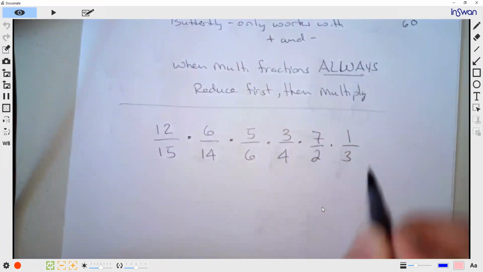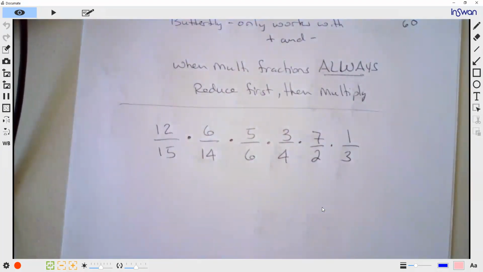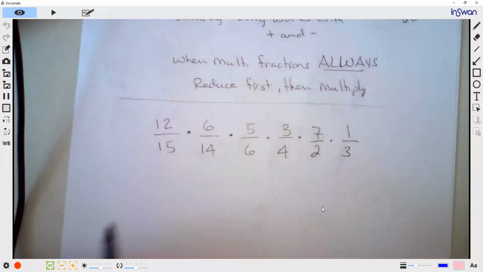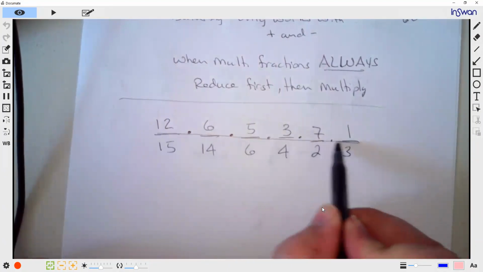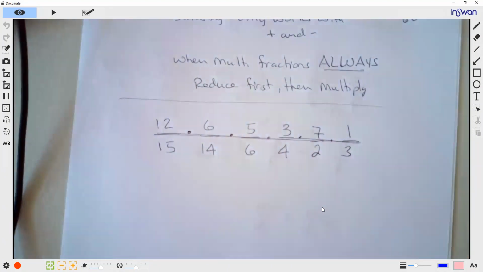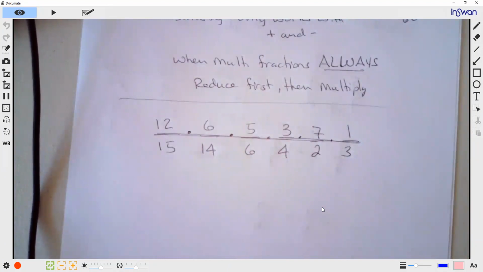That's a lot. Okay, I'll stop there. It's a lot, but remember, since they're all multiplied together, it's one big dividing line. They're all together. All you have to do is break down the numbers and start canceling.